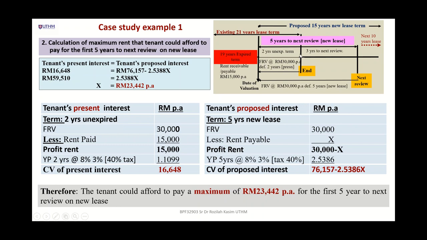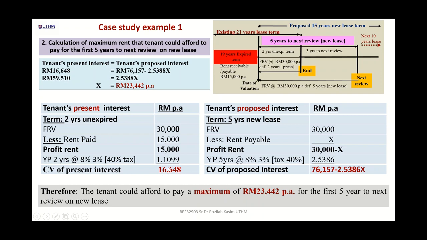So for the 2 years unexpired term, for the existing tenancy, the present interest here represents the existing lease term, which is the existing tenancy. Alright, so the market rent of this type of property is $30,000. The rent paid by the tenant for the existing tenancy for the next 2 years until the tenancy ended is $15,000. So the profit rent enjoyed by the tenant is $15,000 per annum. So for the next 2 years, the tenants have an excess of the profit rent of $15,000 for the next 2 years.